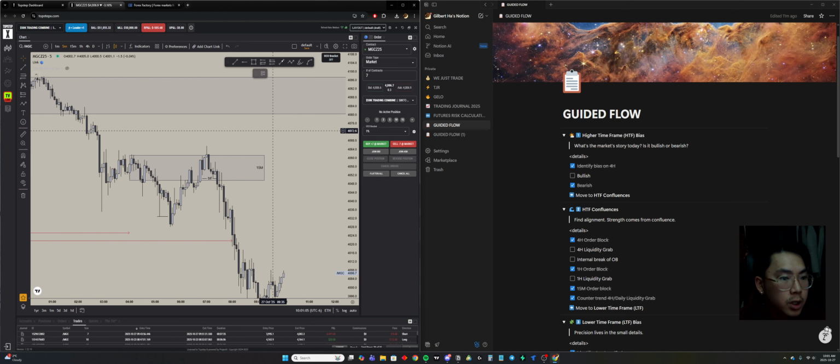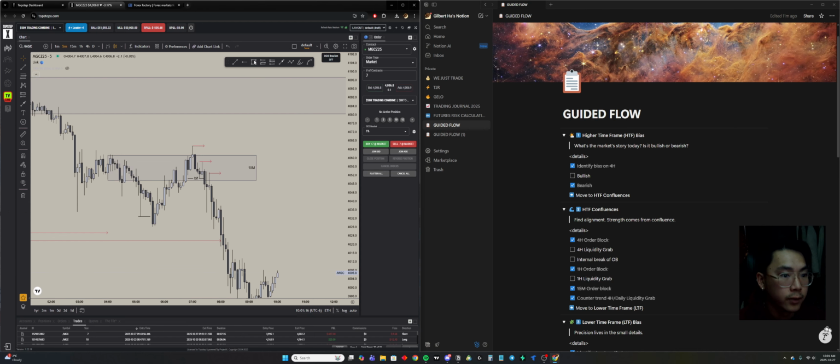This one was our first break. We have a bunch of liquidity points that was never grabbed, and then eventually it did its second break.